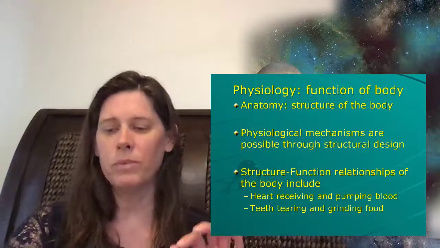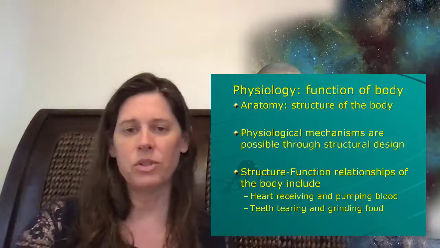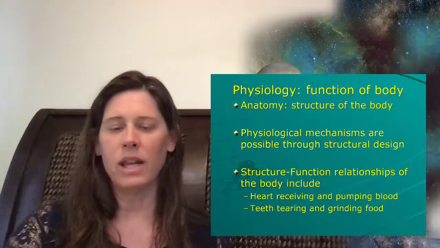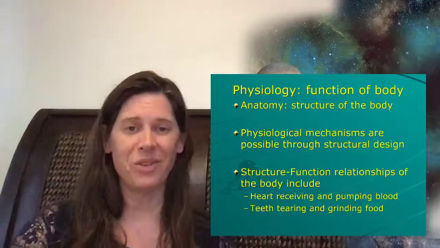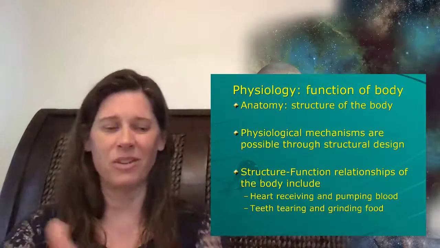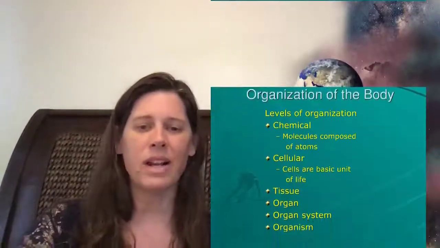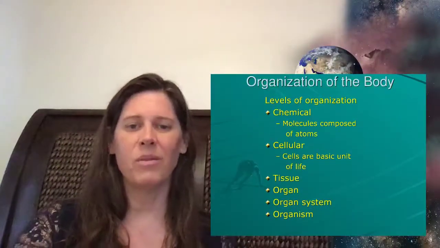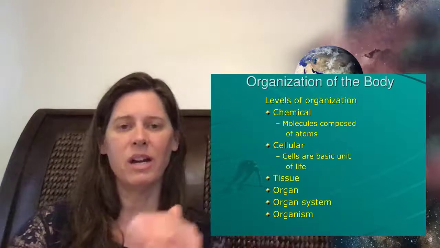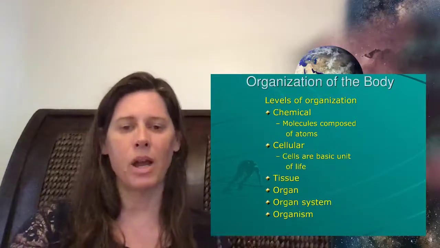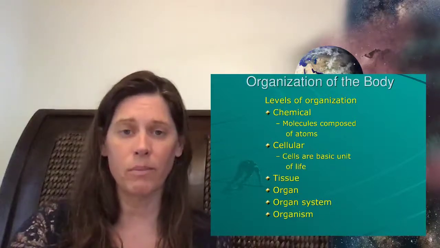So in order to actually further understand how structure and function interact, we need to understand how our bodies are organized. So I just kind of mentioned cells and organ systems, right? That's how our bodies are organized. Our bodies are organized in a hierarchy. It goes from the smallest components to the largest component, which is you, the organism.